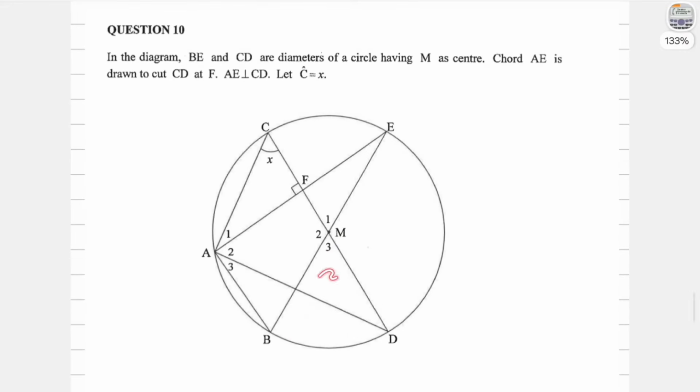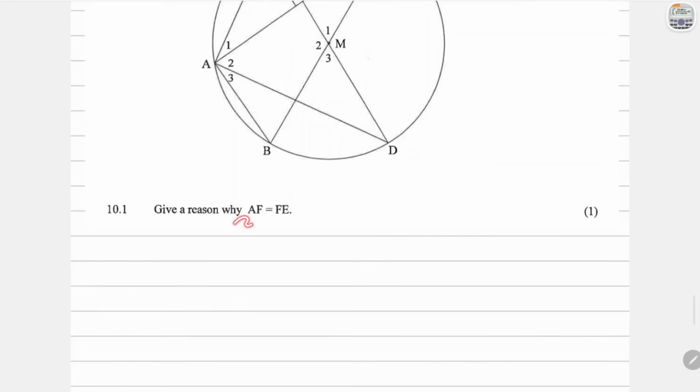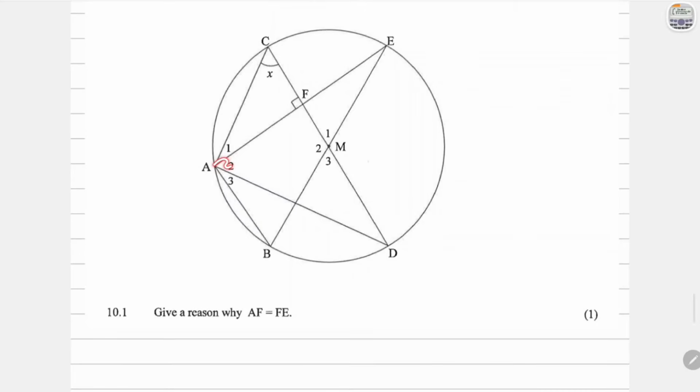Question 10 says, BE and CD are diameters of a circle having M as center. Chord AE is drawn to cut CD at F, and we are also told that AE is perpendicular to CD. And lastly, let angle C be equal to X. Okay, the first question is give a reason why AF is equal to FE. Okay, why are these two lengths equal?